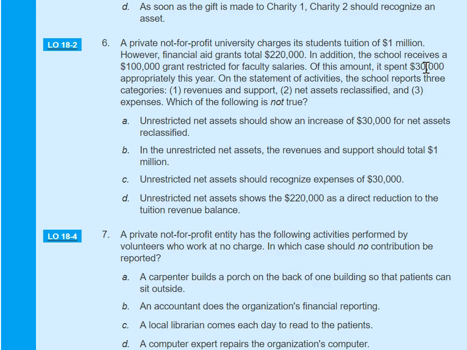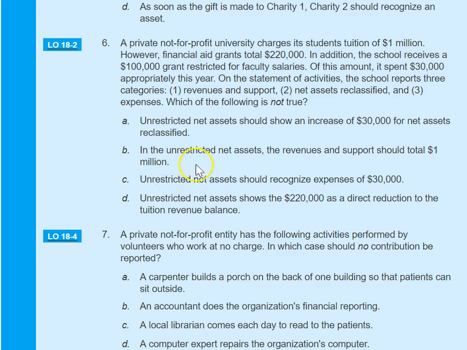And then it says that on the statement of activities, the school reports 3 categories: revenues and support, net assets reclassified, and expense. Yes, they have to shift that amount that is properly spent from their temporarily restricted to unrestricted. So now we're going to see which one is not true. Number A, unrestricted net assets should show an increase of 30,000 for net assets reclassified. Yes, this 30,000 will be transferred from temporarily restricted to unrestricted, so unrestricted net assets will increase.